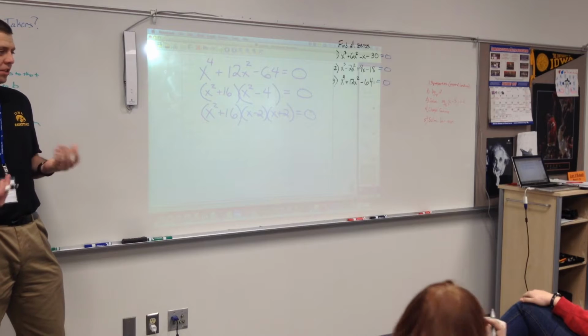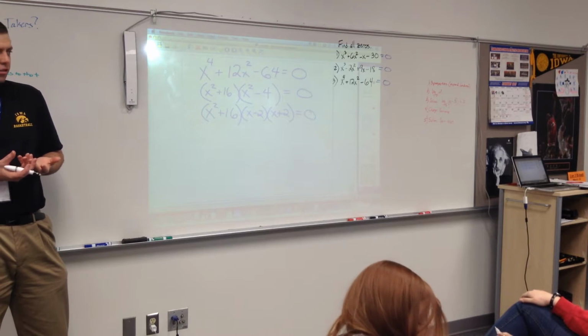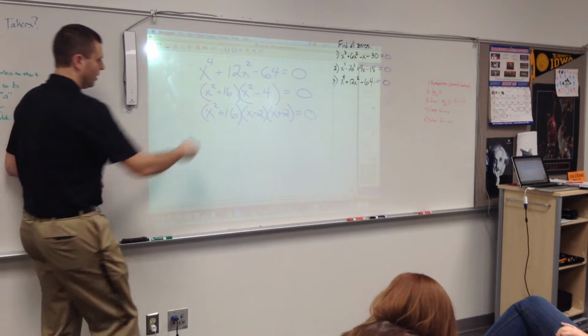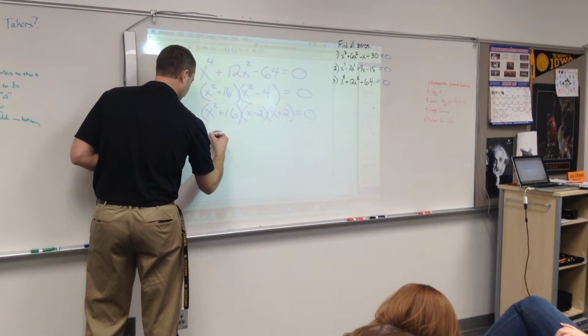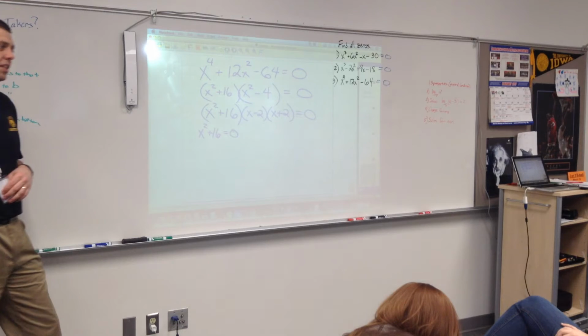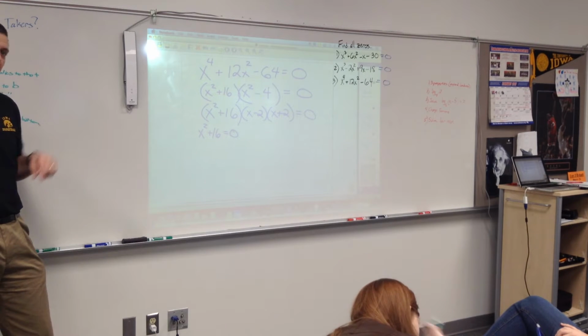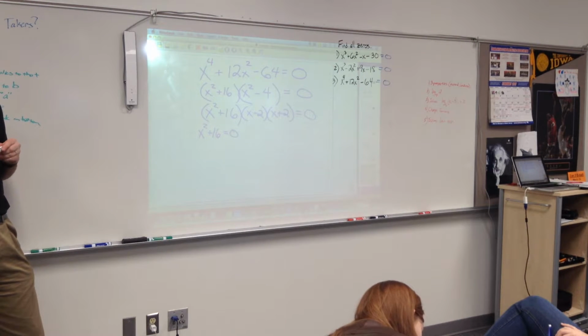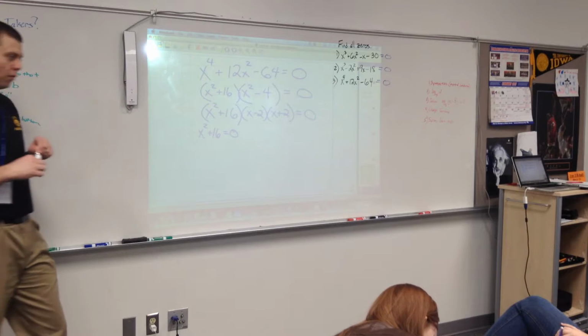Now, to find all my zeros, what should I do? Set them all equal to 0 and solve. This one takes a little bit of work, but some of you are probably going to do that in your head, and that's okay. I'm going to subtract 16 from both sides, and then I'm going to square root both sides, and I get what? Plus or minus 4i.